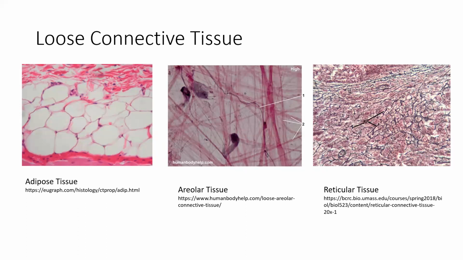This kind of tissue can be found under the skin. It can be found around organs to cushion the organs, as well as making up breast tissue.